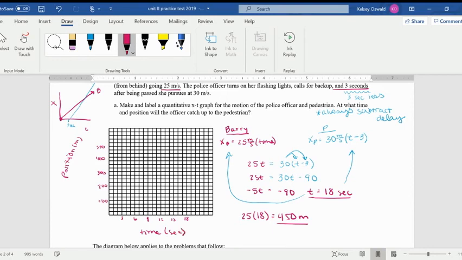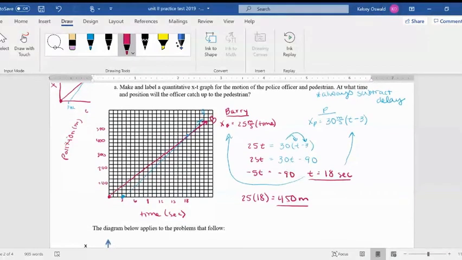Okay, so for each person, we'll have 2 points, the position that they start at. So Barry starts at 0, 0, and the position that they meet at. So that would be 18, 450. We're going to do the same thing for the police officer. So she is going to start at 3, 0. And again, they'll meet at 18, 450. So we'll get a position versus time graph that looks something like this, where the police officer is the line in blue and Barry is the line in pink.